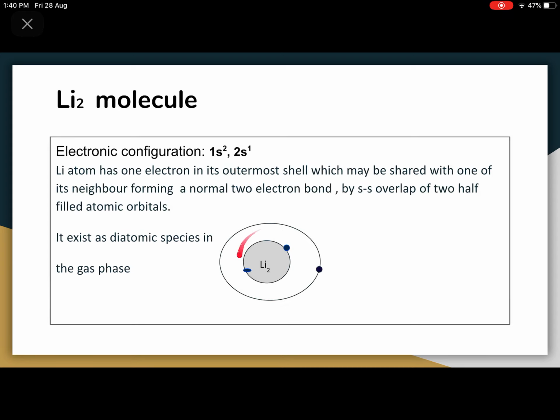So this is the 1s orbital which contains 2 electrons, and this one is the 2s orbital which contains 1 electron, right? So this lithium atom has 1 electron in its outermost shell, which may be shared with one of its neighbors, forming a normal 2-electron bond, right?